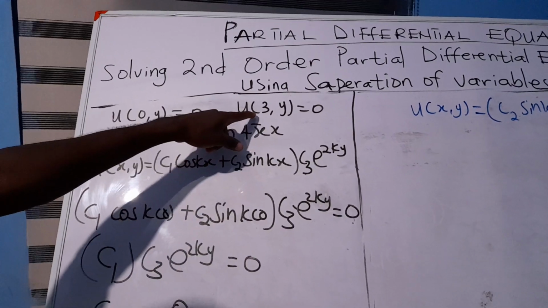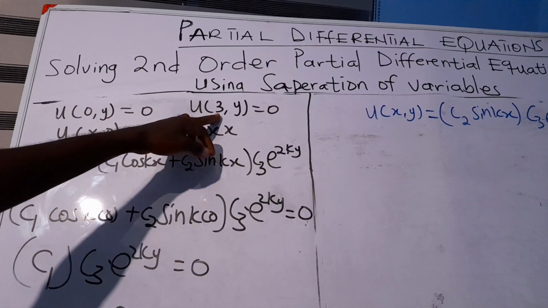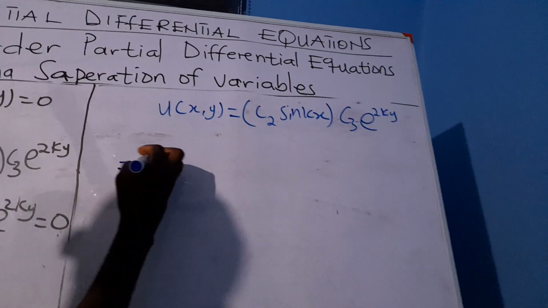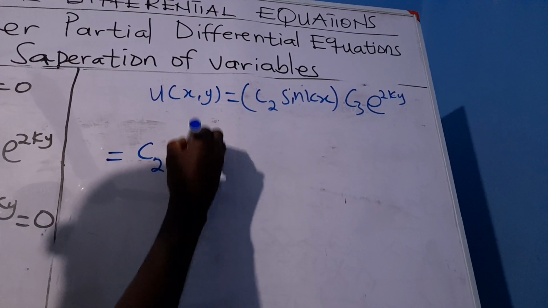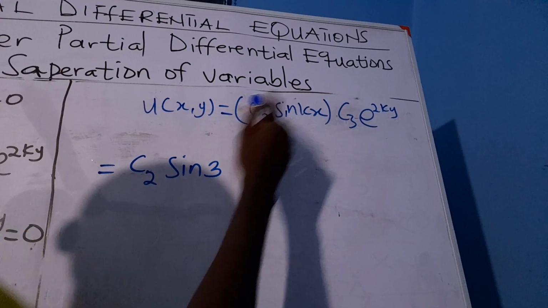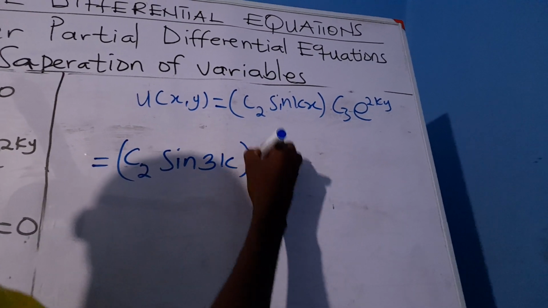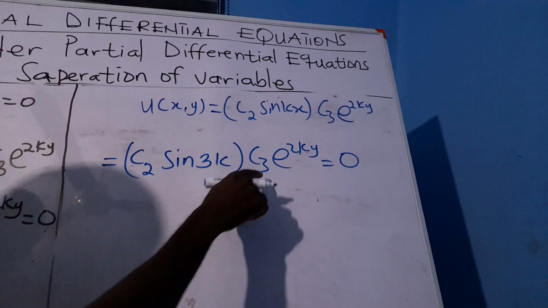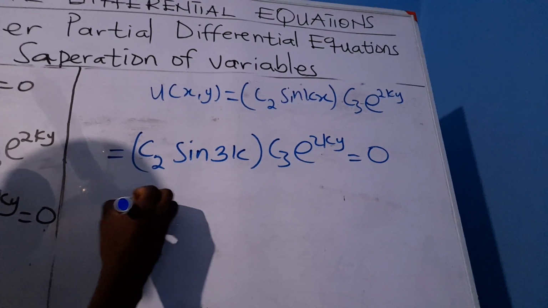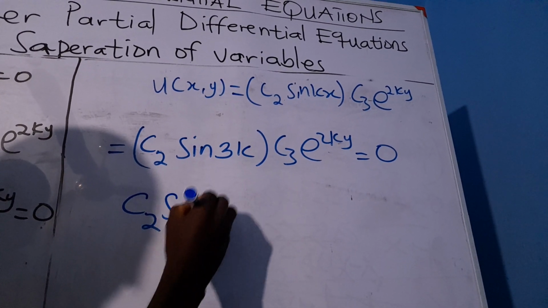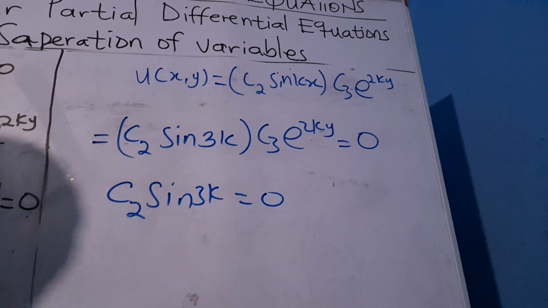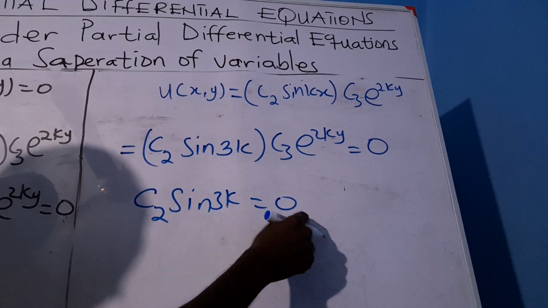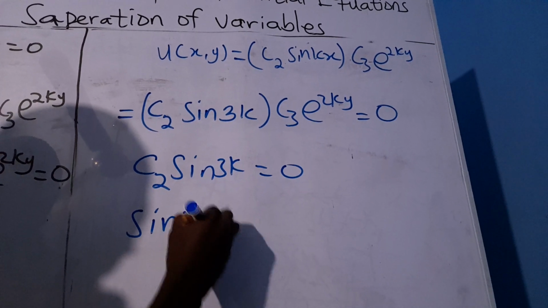So now we substitute our second boundary condition. In place of x, we put 3. So this will be c2 sin 3k, then c3 e exponent 2ky is equal to 0. We can divide both sides by c3 e exponent 2ky. We have c2 sin 3k is equal to 0. We can divide both sides by c2. So we have sin 3k is equal to 0.